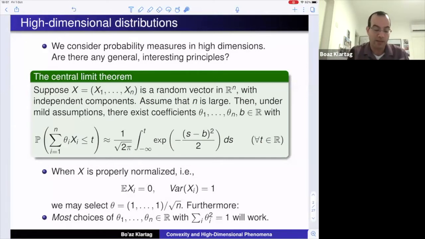And what is the meaning of looking at the sum of theta i x i? What is the meaning of looking at x times theta? The meaning is that we project x to the direction of theta.